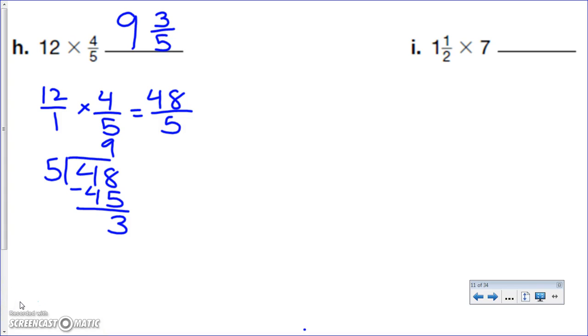For I, we have 1 and 1/2 times 7. We already know from a previous problem that 1 and 1/2 is 3 halves as an improper fraction. So we have 3 halves times 7 over 1. And then we're going to multiply across. 3 times 7 is 21. 2 times 1 is 2.